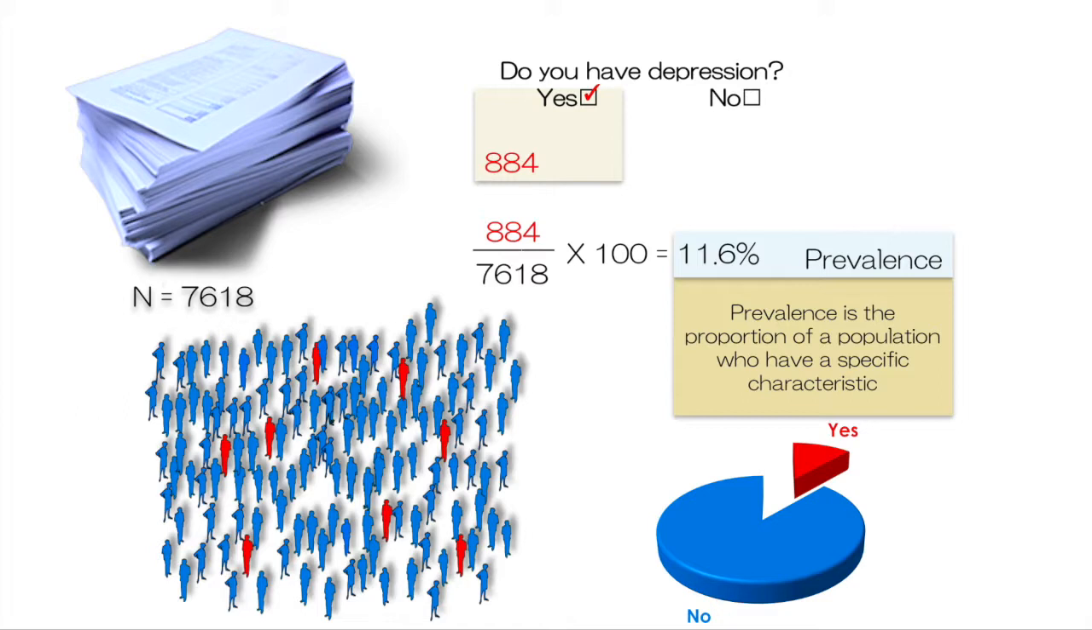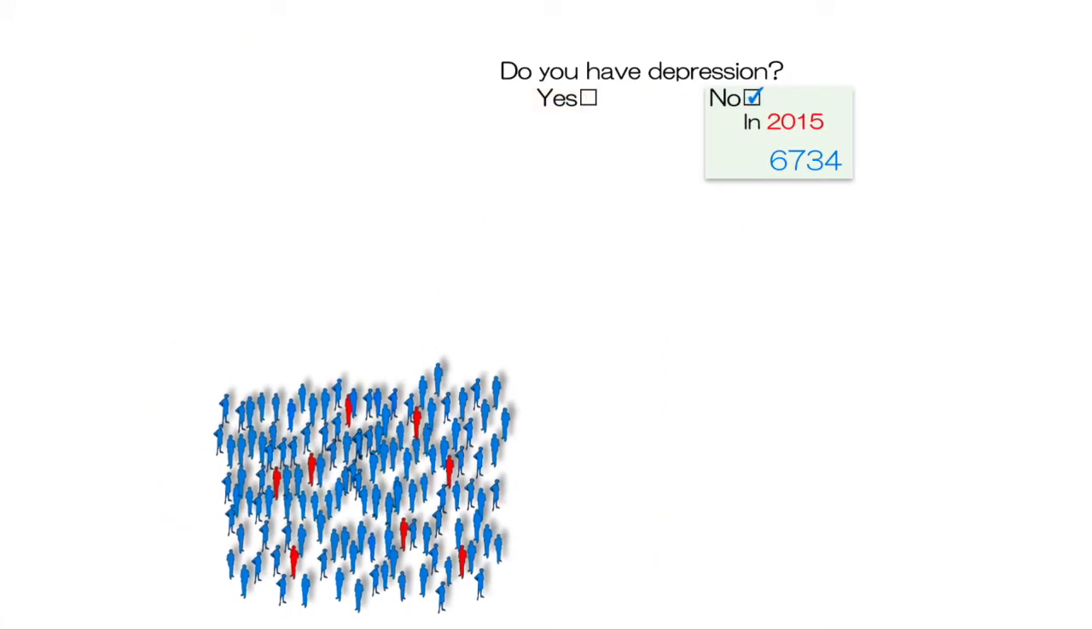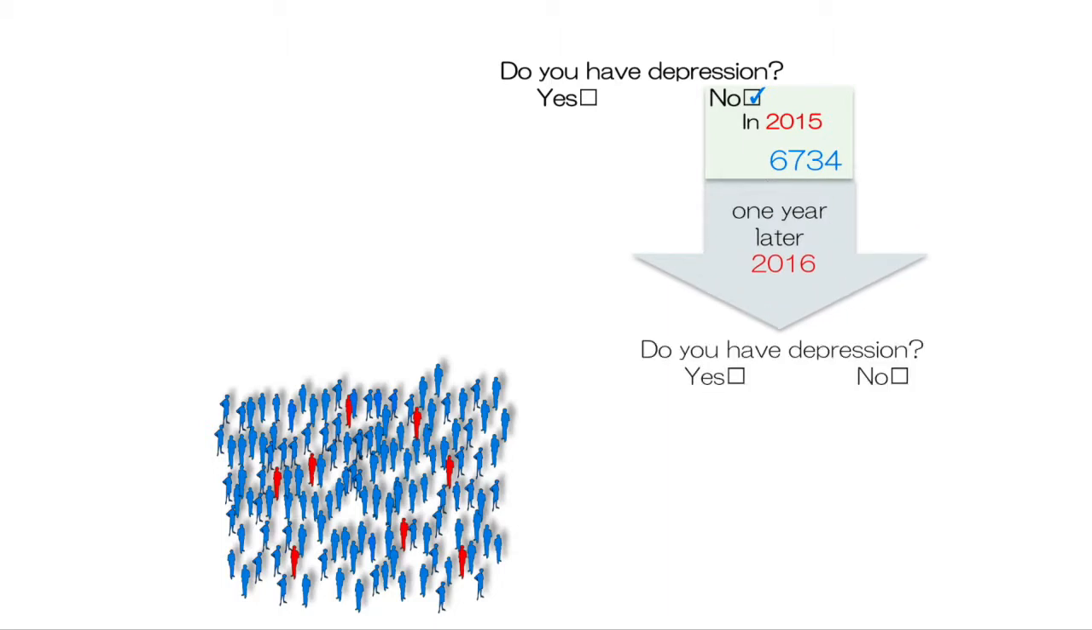Imagine this cross-sectional research happened in 2015. And at that time we had 6,734 participants that replied no to this question. And we contact them after 1 year, in 2016, for the second time. Since they are contacted more than once, the study cannot be called cross-sectional anymore.